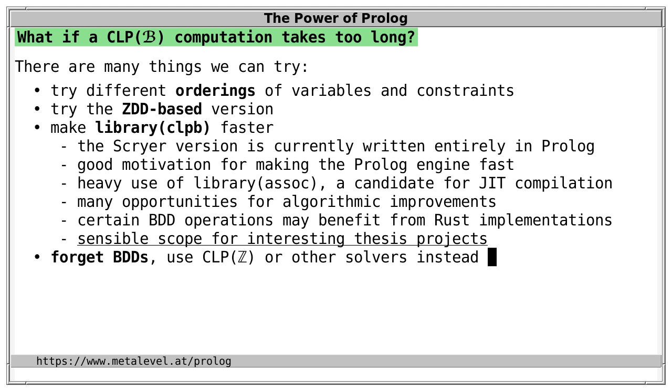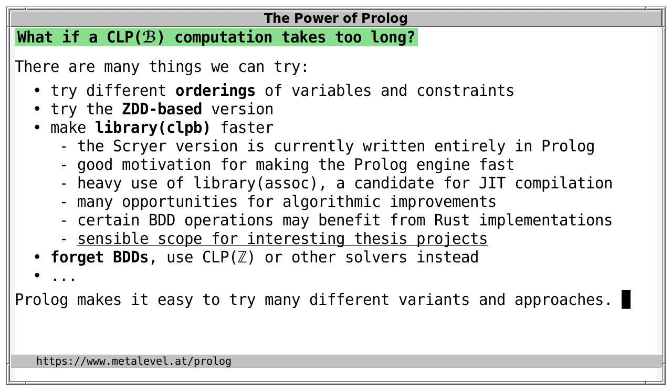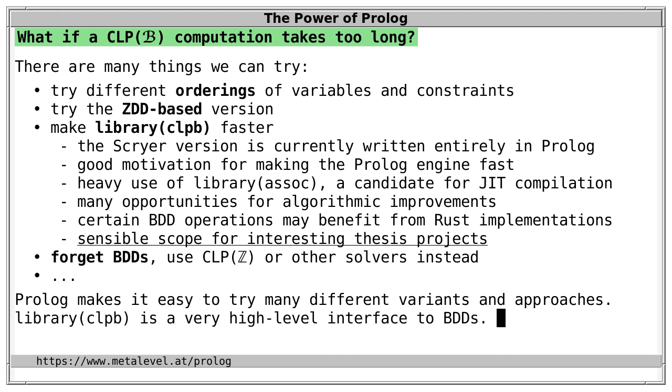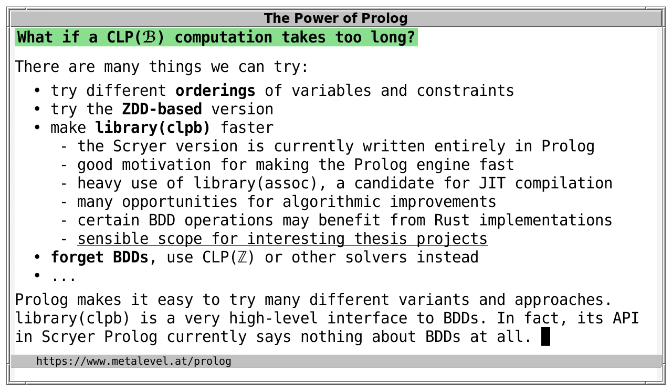Another thing we can try is to simply forget BDDs and use CLPZ or other solvers instead. There are many kinds of SAT solvers and not all of them are BDD based, and many other things we can try. The good news is that Prolog makes it easy to try different things, different orders, different models, different solvers and so on. One of the reasons for this is that CLPB is a very high level interface to BDDs, and this keeps Prolog programs that use it short and easy to change. BDDs are used internally, but the interface, at least in Scryer Prolog, only provides predicates like sat, sat_count and so on, which operate on Boolean formulas, not BDDs.